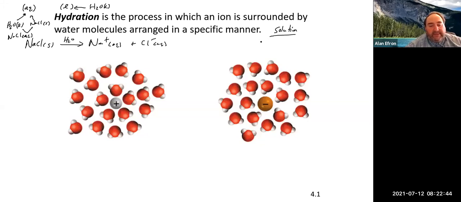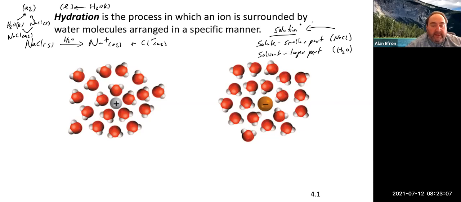The solution is the solute, which is the smaller part, and the solvent, which is the larger part. So in the example of the sodium chloride solution here, sodium chloride would be our solute, and our solvent would be water, and both of them together would make a sodium chloride solution, which would get the aqueous symbol.